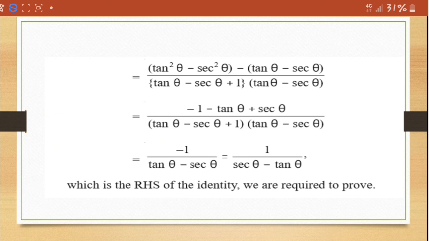In this way you have to solve this example. This example was a little bit tricky one. So this is all for today. I have discussed all the given examples.